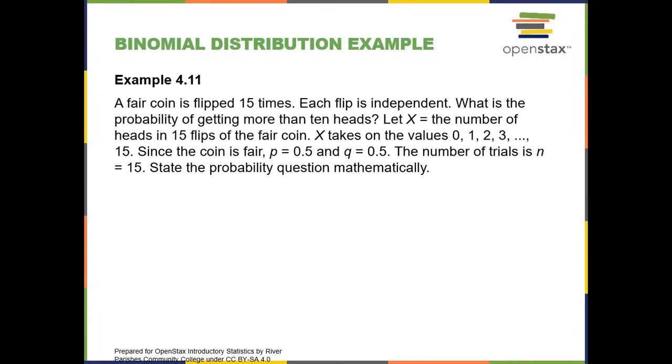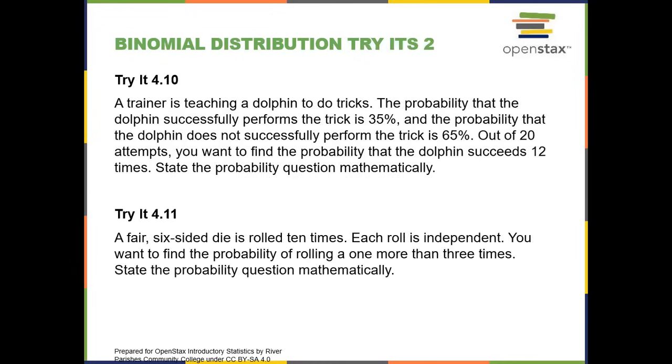And the answer for this is 0.0592. What does it mean? There is a 6% probability, 0.059, I approximated it to 0.06. There's a 6% probability that you will get more than 10 heads in a flip of a coin 15 times.